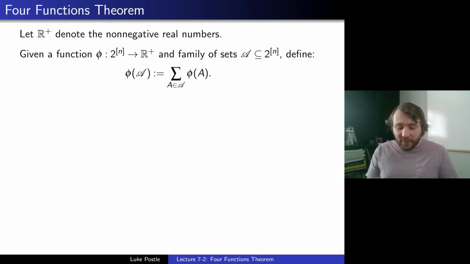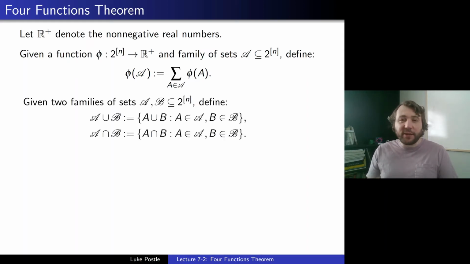So if we have a function on the subsets of n, and you have a family of sets script A from the subsets of n, we would define phi of script A as the sum over phi of A, where A is in script A. So it's somewhat natural, if we have a function on subsets, we can extend it to families just using linearity. And then given that notation, we're also going to need a little more notation to state the four functions theorem.